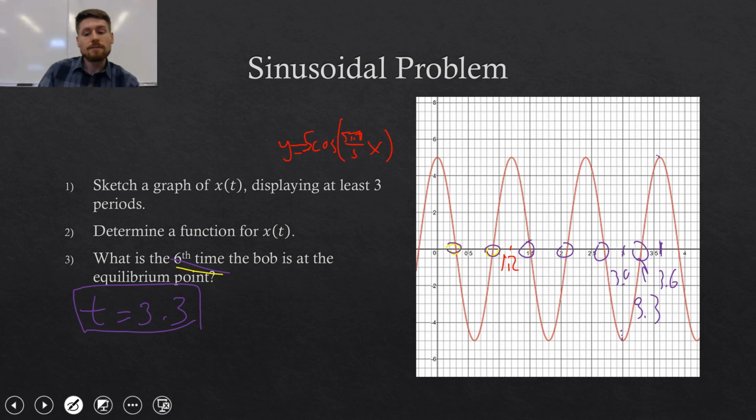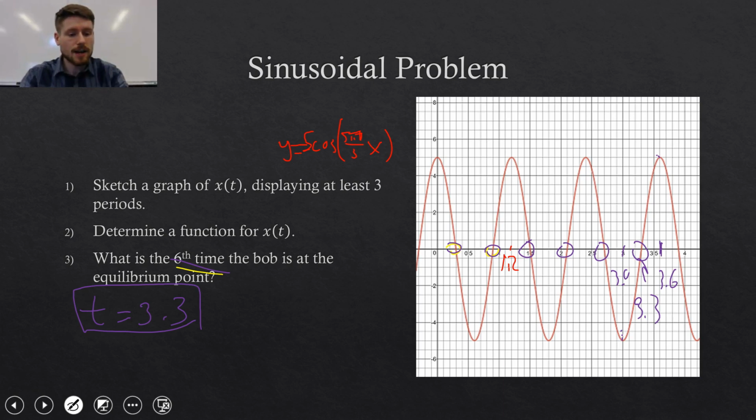Okay, so that's visually how to solve this problem. Pretty simple. You just count all the equilibrium points. You want the sixth one, and you know the equilibriums are halfway between the max and the min, and so that gives you that time. To do this algebraically requires a little bit more work and understanding of the inputs where cosine is going to be 0.